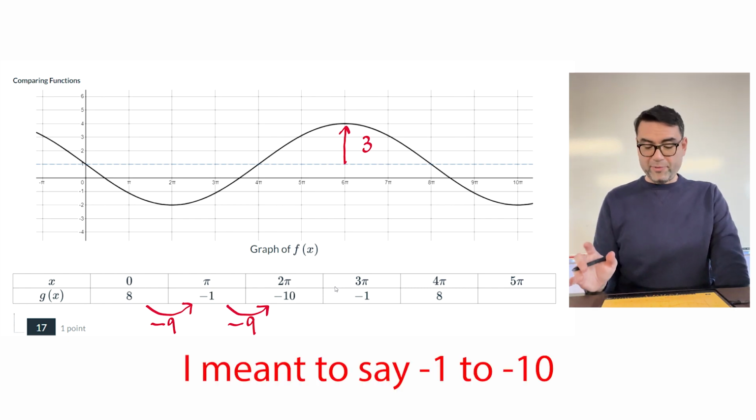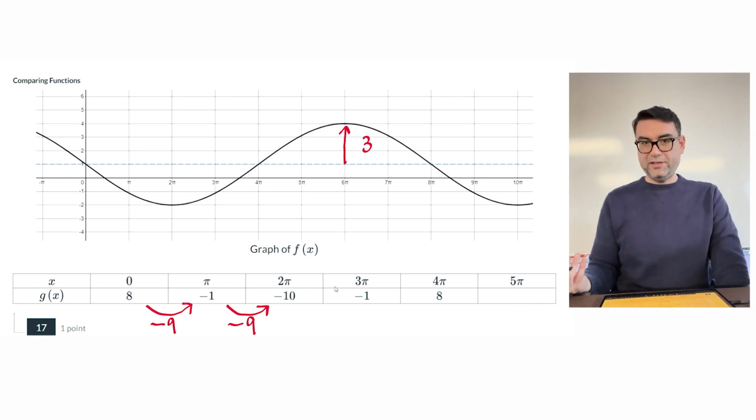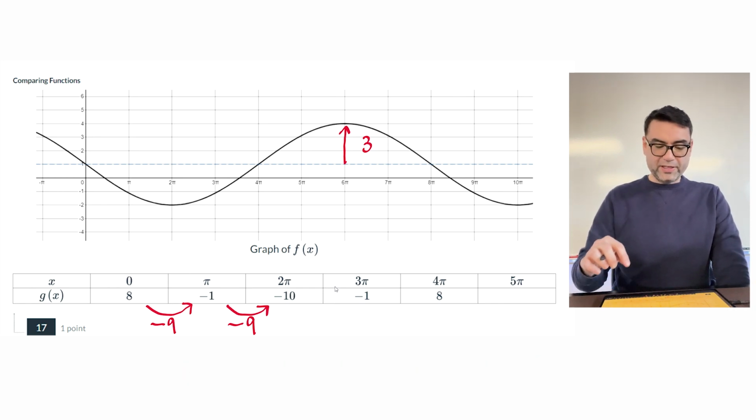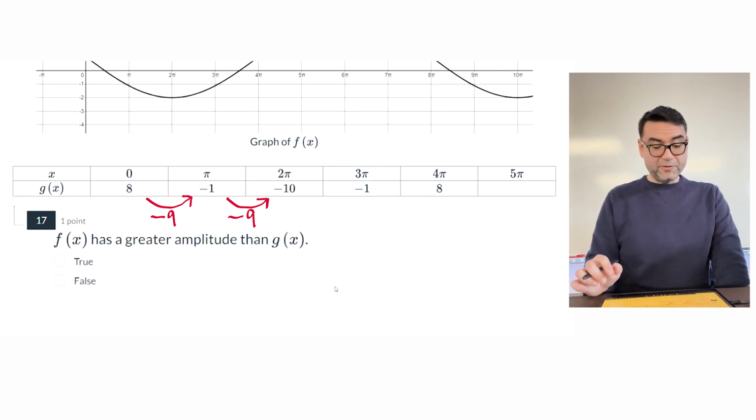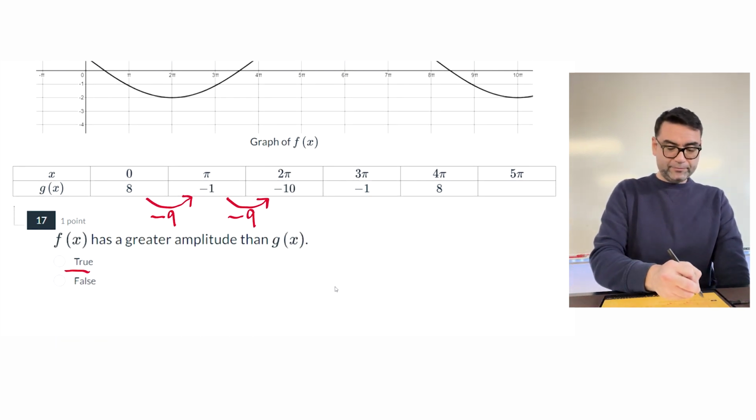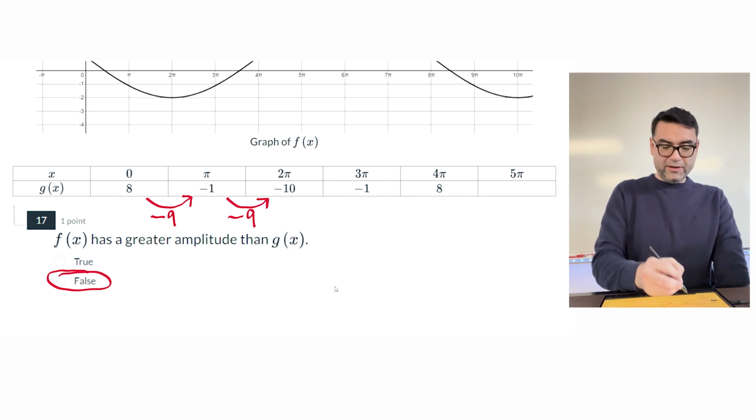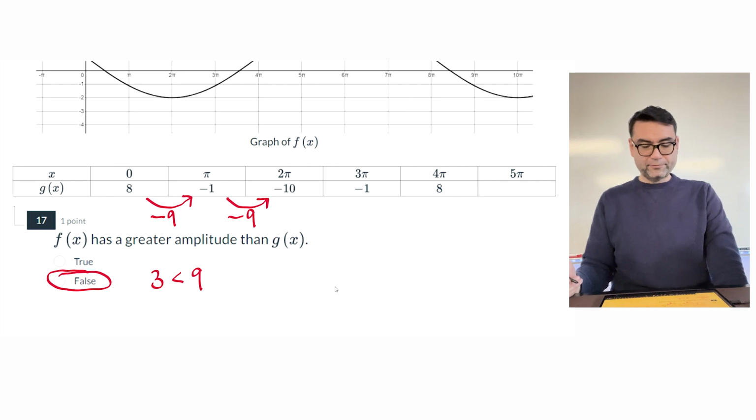It doesn't matter if it's negative or positive, it just means the distance between the midline and those values is 9. So g of x has an amplitude of 9, f of x has an amplitude of 3. F of x has a greater amplitude than g of x, that is false. And again, that's because 3 is less than 9.